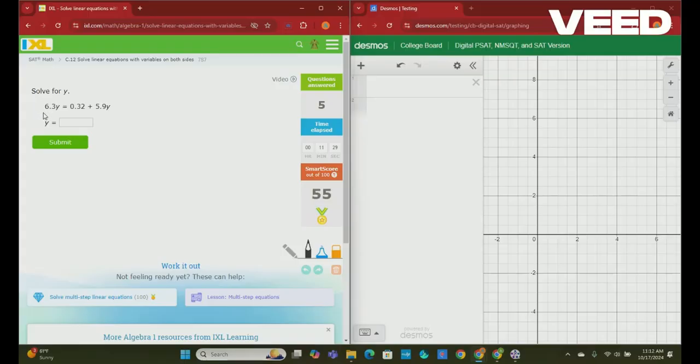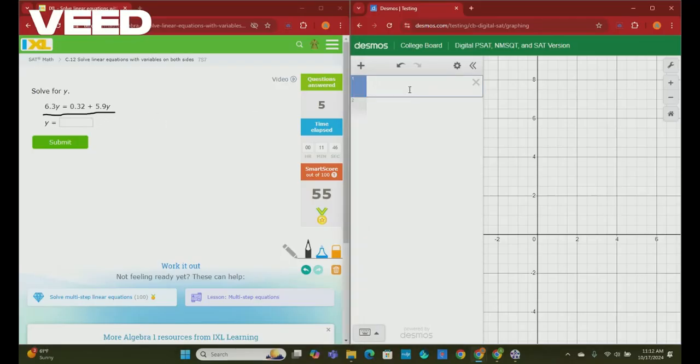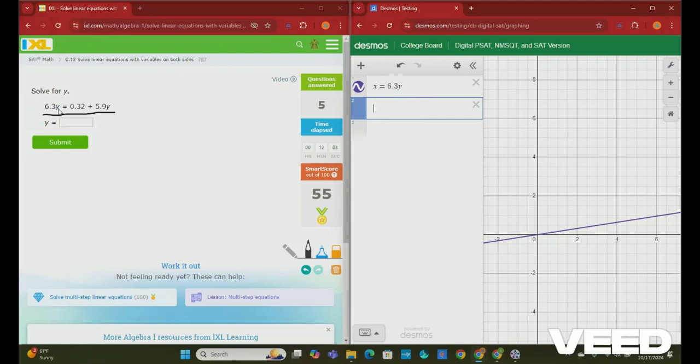It's going to be 6.3y equals 0.32 plus 5.9y. Many of you will be asking what to do in this scenario. Will doing x equals 6.3y work in this scenario? And I'm going to explain to you why and how it works. So remember, if it's x, then y, you can do y is equal to that. But if it were y here, you would have to do x is equal to whatever that number is, y.